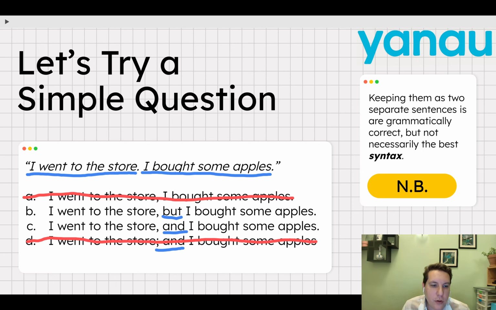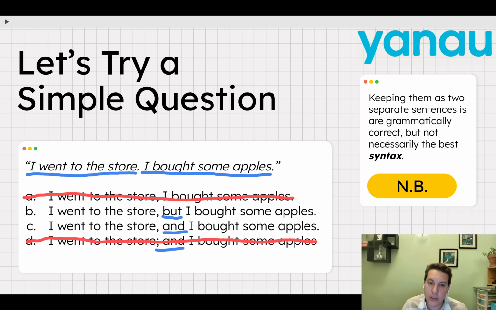So what are we left with? We are left with answers B and C. In order to answer which one is right, you need to consider which one is the more relevant conjunction. We have two conjunctions here, but and and.